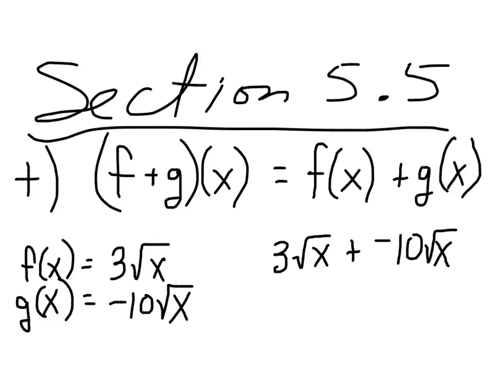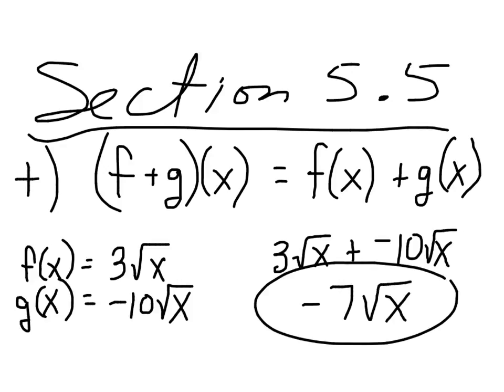Now, quick question for you. Are the roots the same? Yeah. So what is 3 minus 10? Negative 7, the square root of x. And done. Okay? That's adding. You just combine like terms. So if you've ever combined like terms before, you have actually added functions together. It's the same thing. You're just combining like terms. So far, so good?